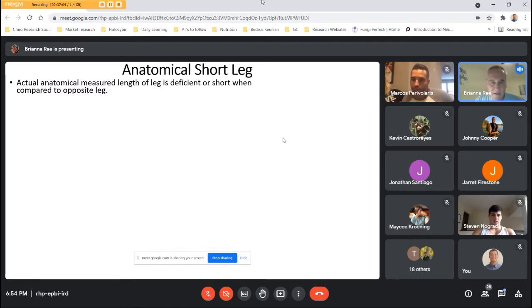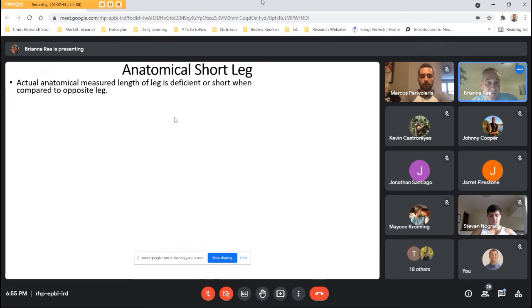Okay, so let's talk about anatomical short leg. What does that mean? Well, that means that the actual anatomical measured length of the leg is deficient or short when compared to the opposite leg. That shortness could be in the femur neck. It could be in the femur shaft. It could be caused by rotation of the knee. It could be caused by the length of the tibia. It could be caused by an issue in the ankle. It could be even partially related to pronation of the arch.